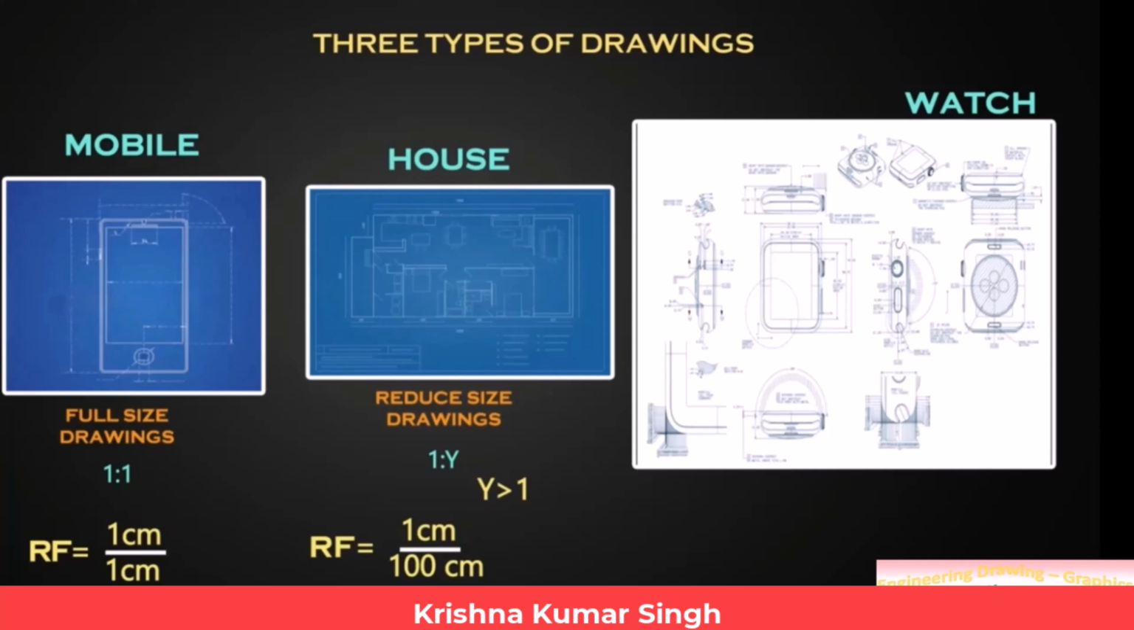If drawings are drawn with enlarged size of the original objects, then they are called enlarged size drawings. For an enlarged size drawing, the RF is x:1. Here, x is greater than 1. For example, RF equals 10 centimeters to 1 centimeter. That is, a 1 cm length is represented as 10 cm in our drawing. For example, screws, gears, small electronic gadgets.